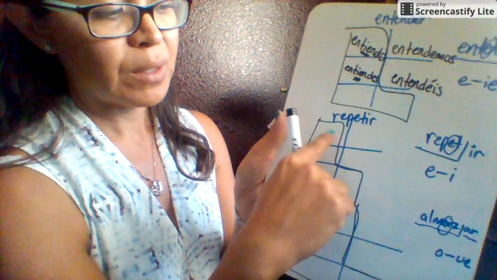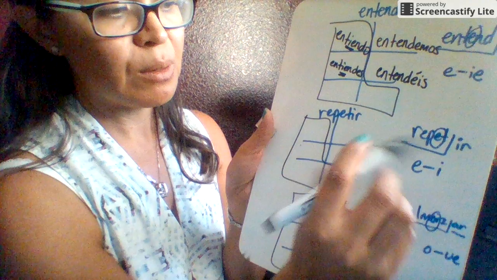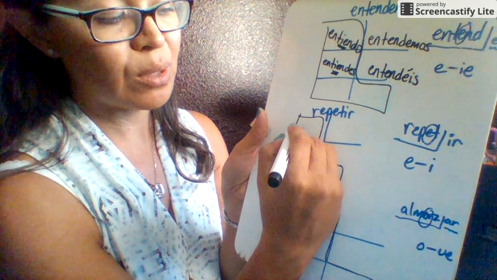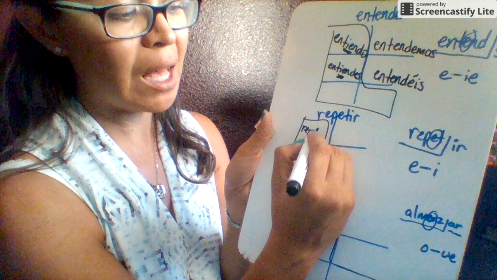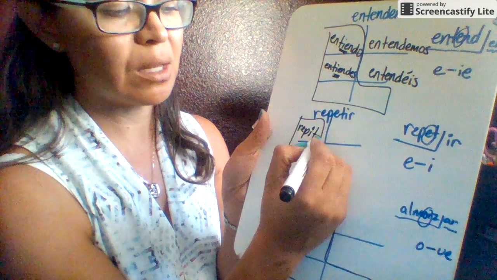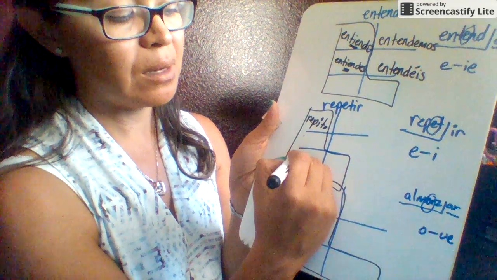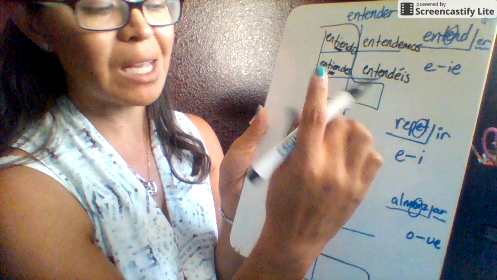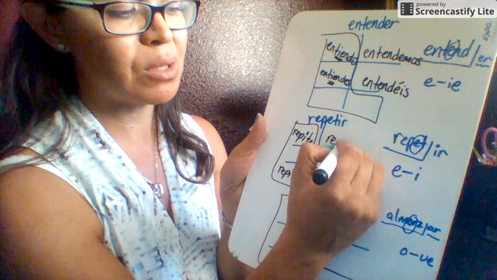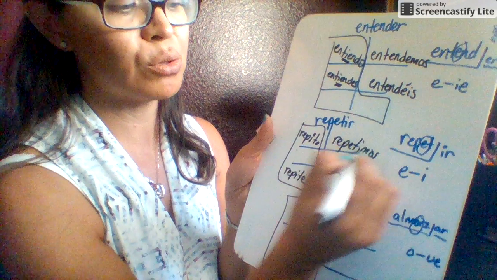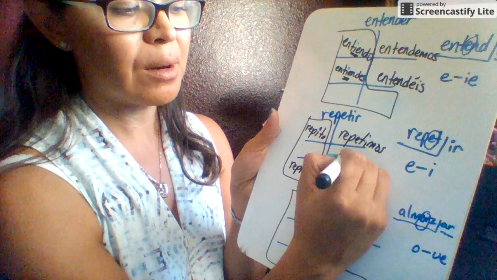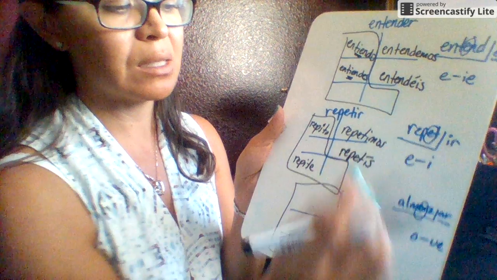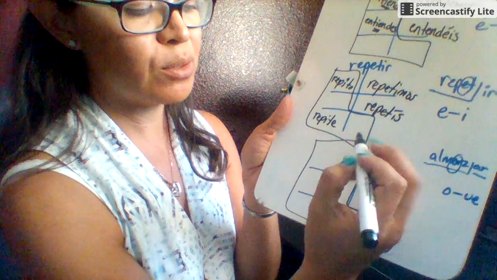Okay, so if I go to repetir, remember it's this E that changes. So I'm going to write R-E-P-I-T and then conjugate, repito. And then repite if we're doing the él/ella. But outside, nothing happens. So this becomes repetimos and repetís.